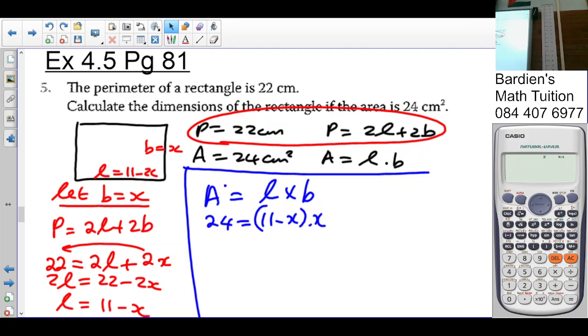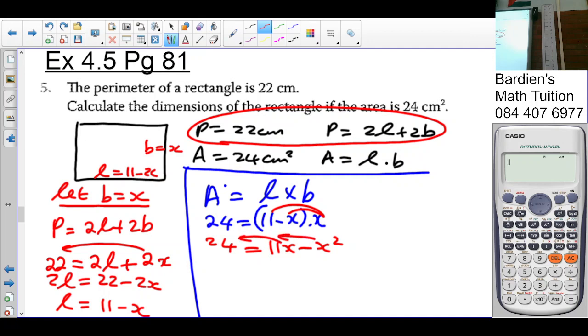Alright, so what do we get? Multiplying, I get 11x minus x squared equals 24. So what is this now to us? Quadratic equation, not so? So let's bring everything to one side, 0 on the other side. So I got x squared minus 11x plus 24 is equal to 0. Note that I wrote it in standard form. Can you see that? Why do I write in standard form? So that I can factorize. So factorize quickly.